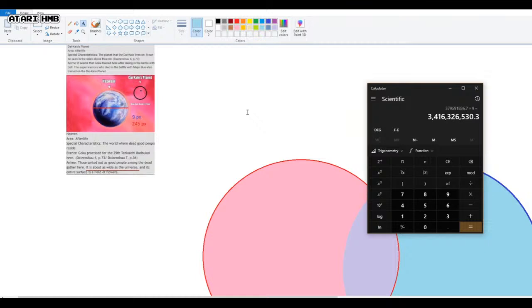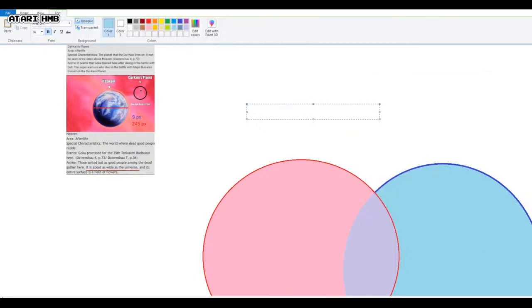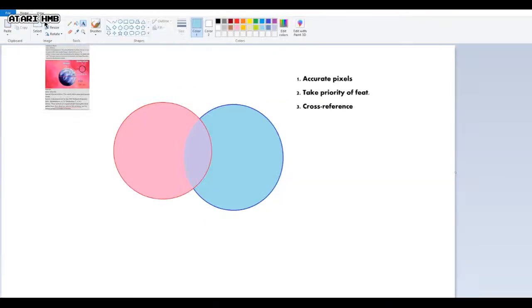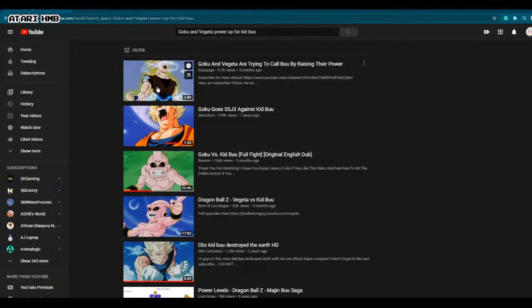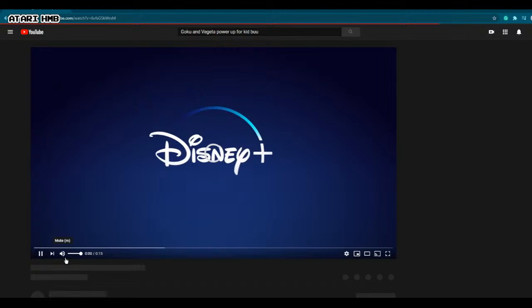But even if you ignore that, I have a scene for people who are skeptical. You know, I'm not even going to use this chart. I'm just going to show everything on stream. Let's see here. Power up. Kid Buu. So let's talk about Goku and Vegeta when they power up for Kid Buu, right? Let's look right here. Nope, that's not it. I think it's Dragon Ball Kai. Is this it? Dragon Ball Kai? Yeah, let me show you this.